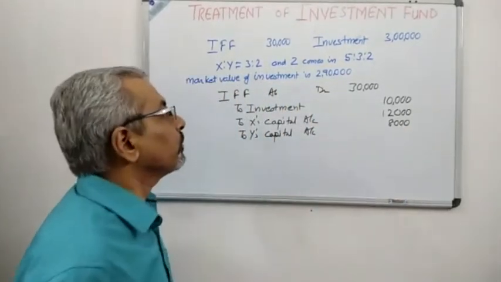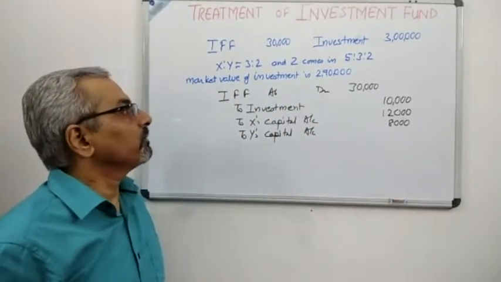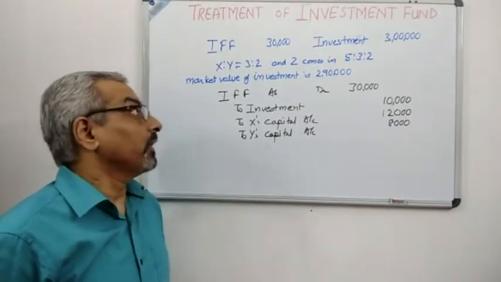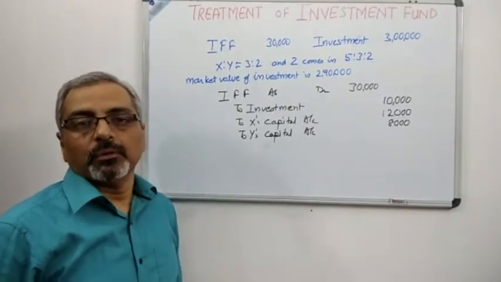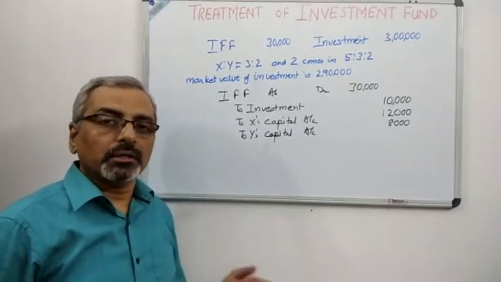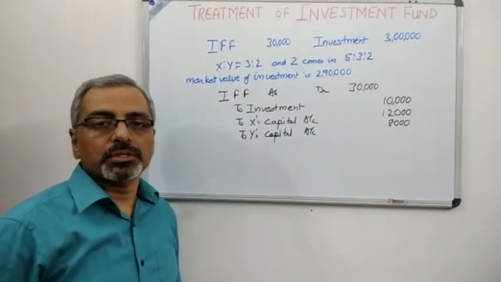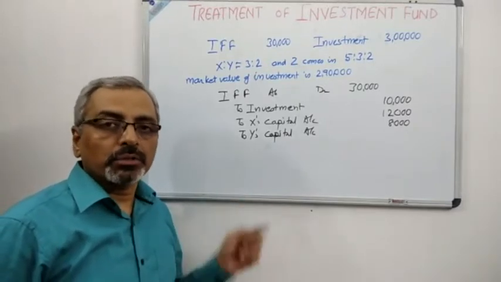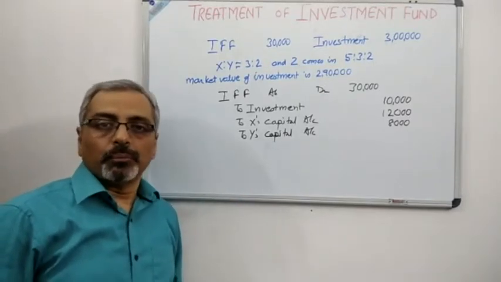So this is the treatment when the market value of investment has gone down, but it has gone down less than the investment fluctuation fund. We will very soon see the other cases in which the value of investment fluctuates and the impact on the journal of the old partners.